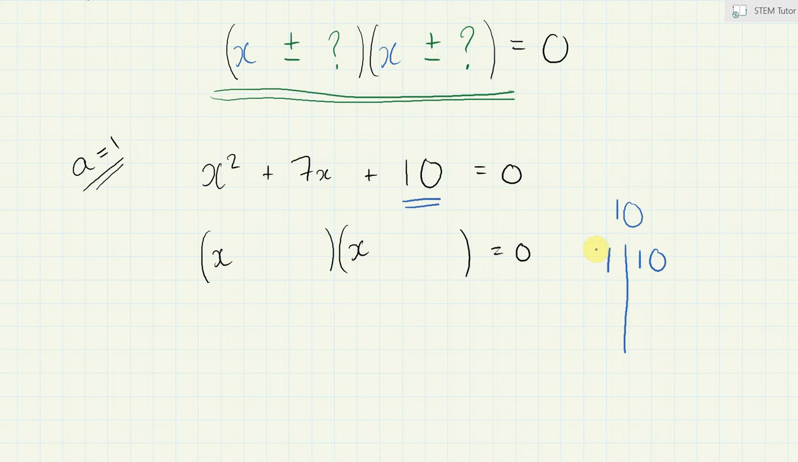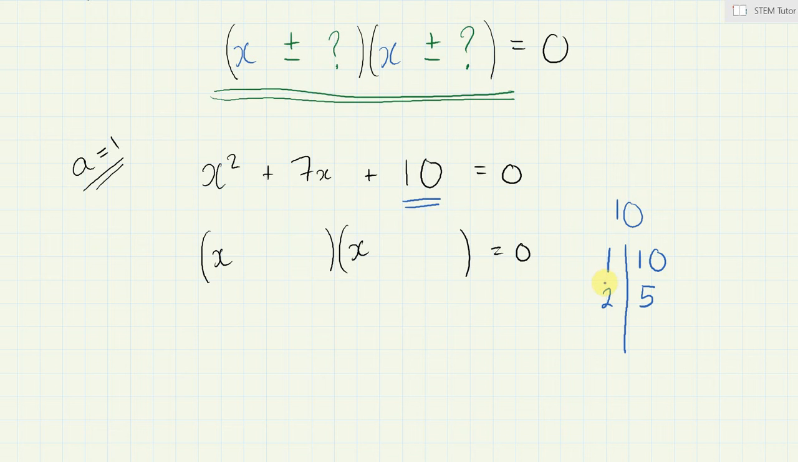So now we've got your 1, you double it. It would double to 2, and you think to yourself, does 2 go into 10? Well, yes it does, because 10 is an even number. So the next factor is 2. 10 divided by 2 is 5. So that is the next factor.